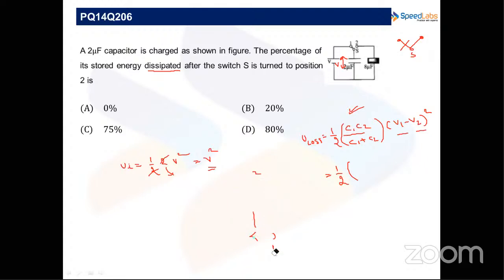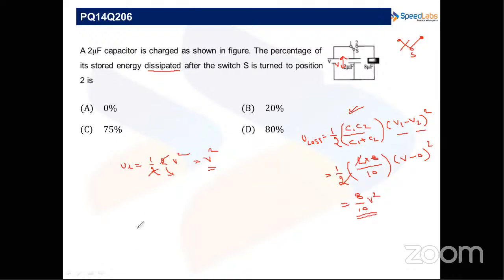सो इसका derivation भी करेंगे हम लोग. अगर किसी को फॉर्मूला याद नहीं है तो क्या करना है. So half C1 into C2 by C1 plus C2, that is 2 into 8 divided by 2 plus 8, 10, and (V1 minus V2). So V1 is V and V2, the second capacitor that was completely discharged initially, so minus 0, whole square. So this is V square and 2 cancel. This is basically 8 by 10 V square. Again this is in microjoule only.